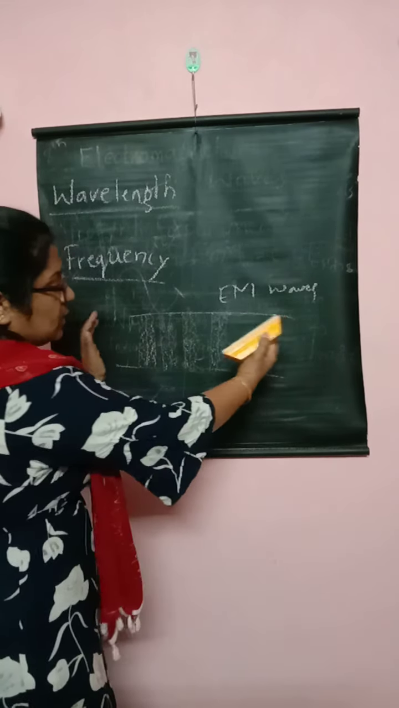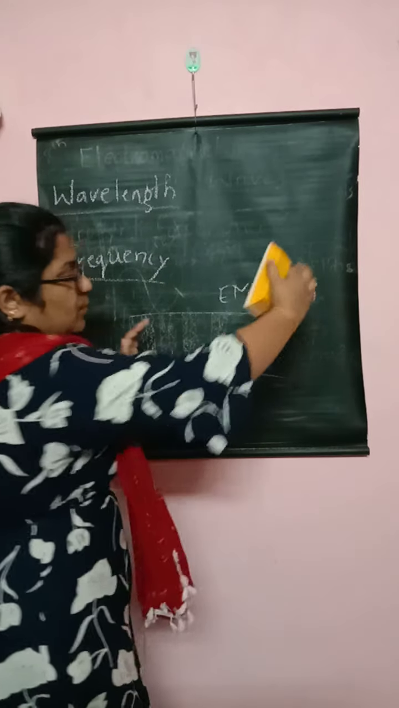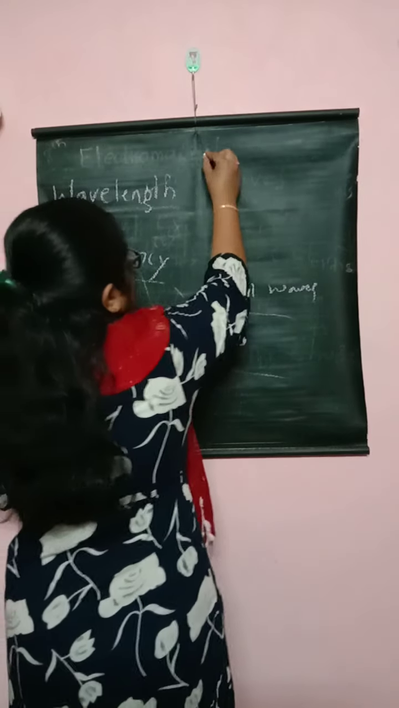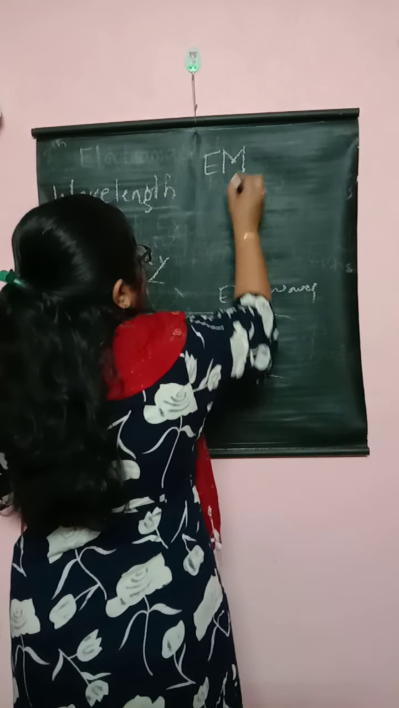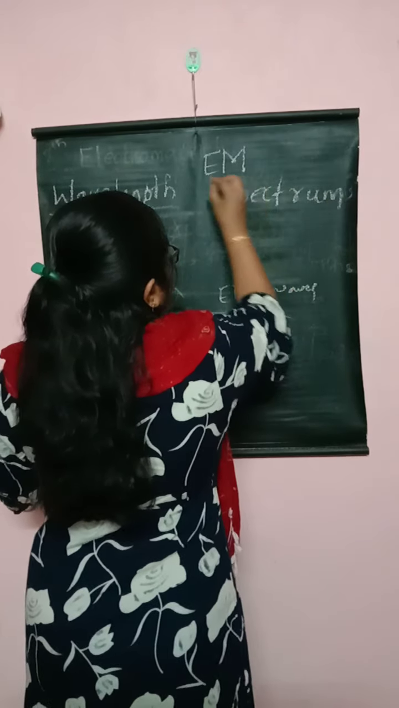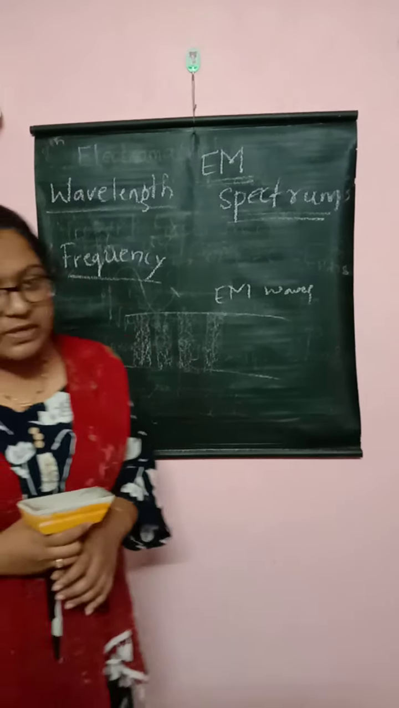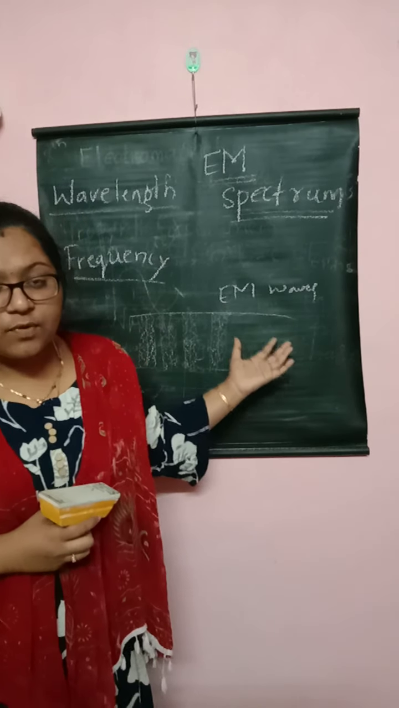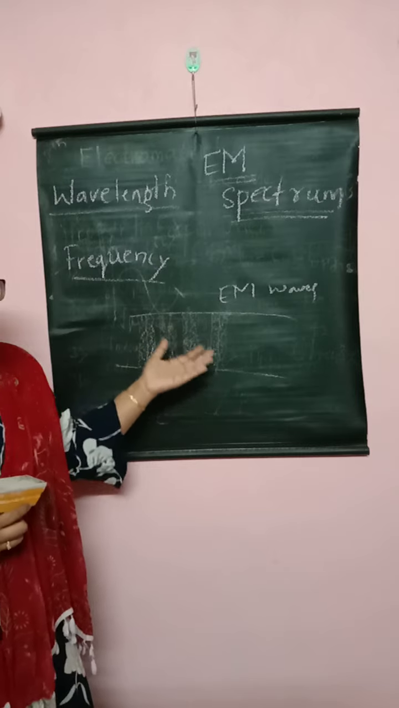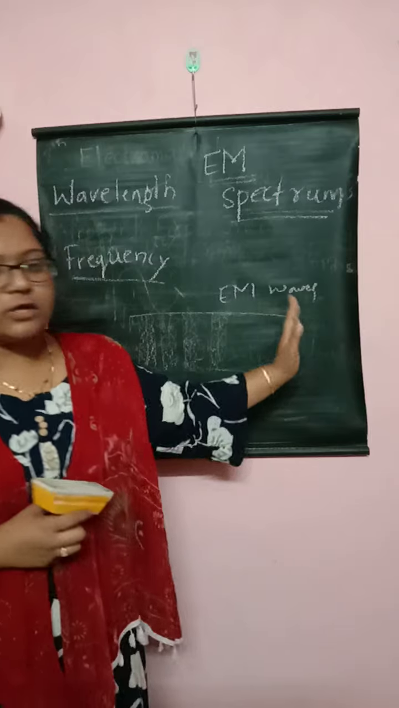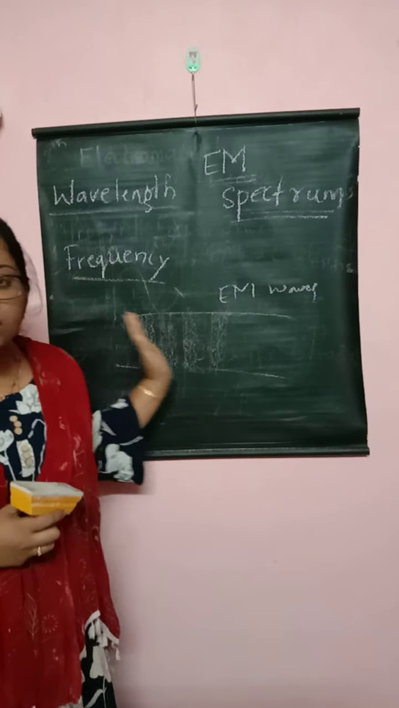So all of them are combined, they are arranged properly, and there will be the production of one spectrum. That only we call the electromagnetic spectrum. So today we'll study about the electromagnetic spectrum. Means the different regions of the electromagnetic wave are given different names. To that we have arranged them in a particular order. That may be ascending order or descending order.